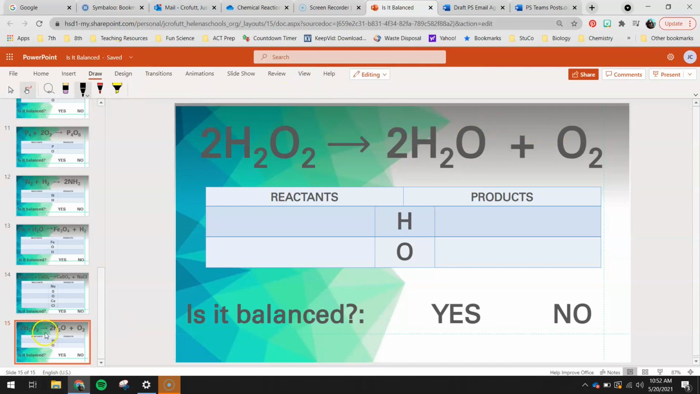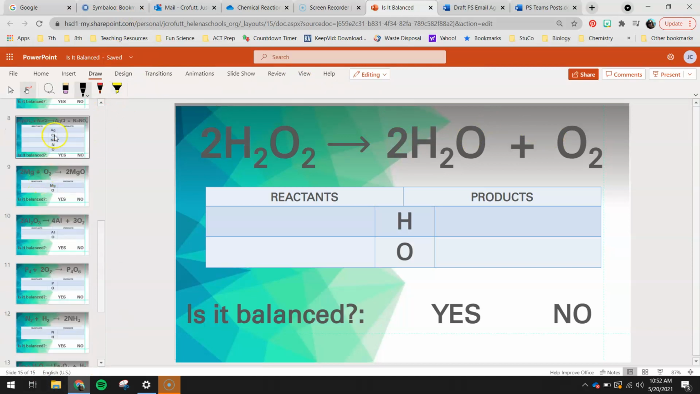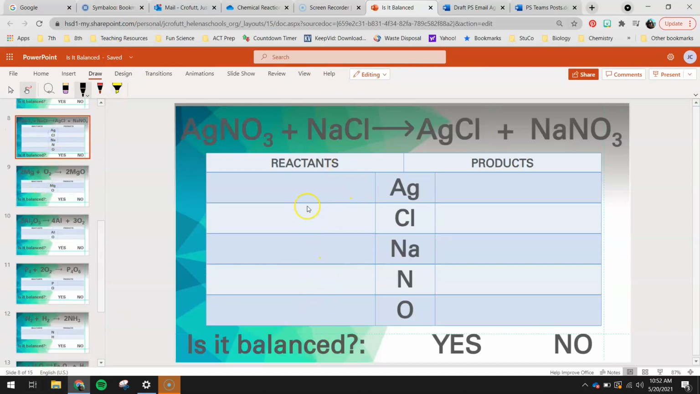Okay, so you will go through and fill out the tables for each of these. Tell me how many atoms of each element there are in the reactants and in the products. And then look at those numbers in the table and encircle whether it is balanced or not balanced. Remember, if you have the same numbers on both sides, it is balanced. But if, for instance, you had one silver over here, but two silver atoms over here, that would be not balanced. So make sure you fill out the whole table first and then answer yes or no.